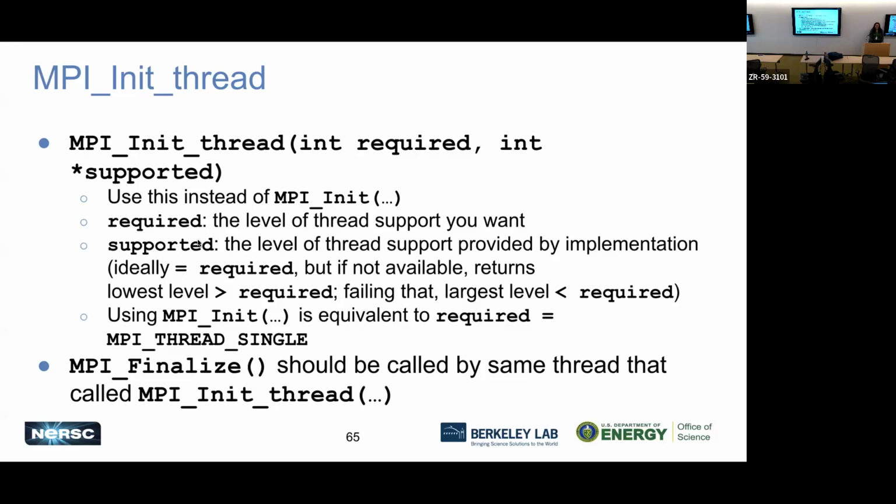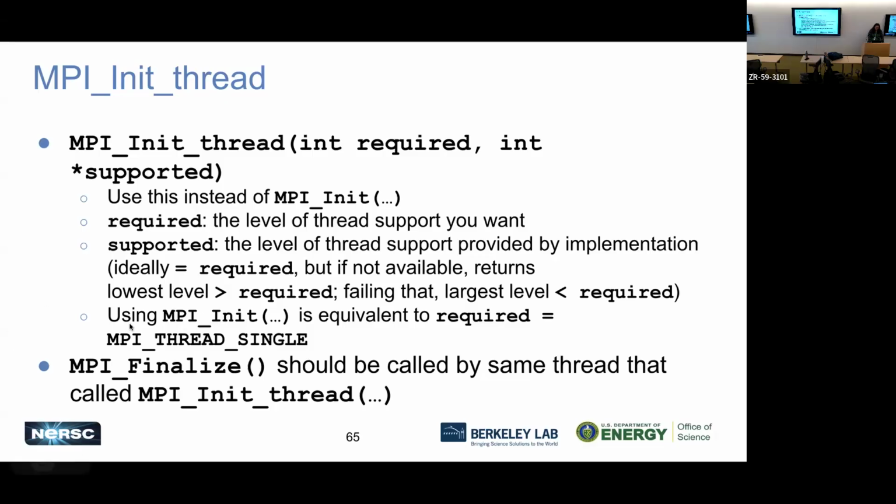That seems kind of odd, I know, but if somebody had 0, 1, and 3 in their MPI implementation, I don't know why they would do that, but if they did, and you wanted 2, then it'll give you 3. Okay, anyway, it seems weird, but that's how it works.